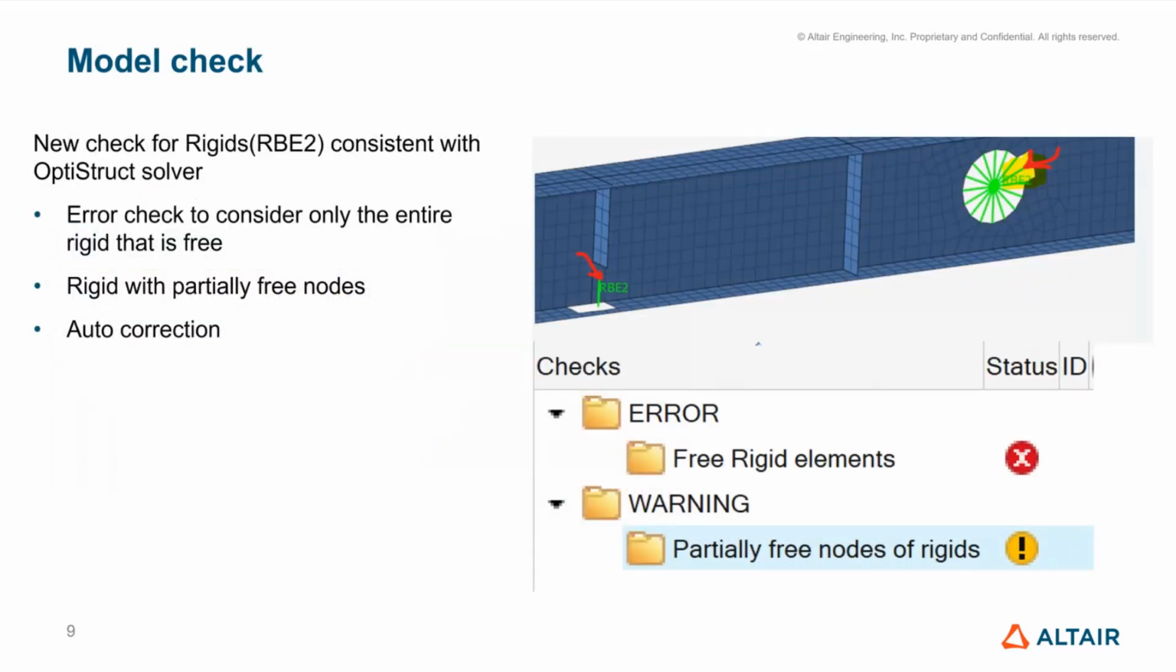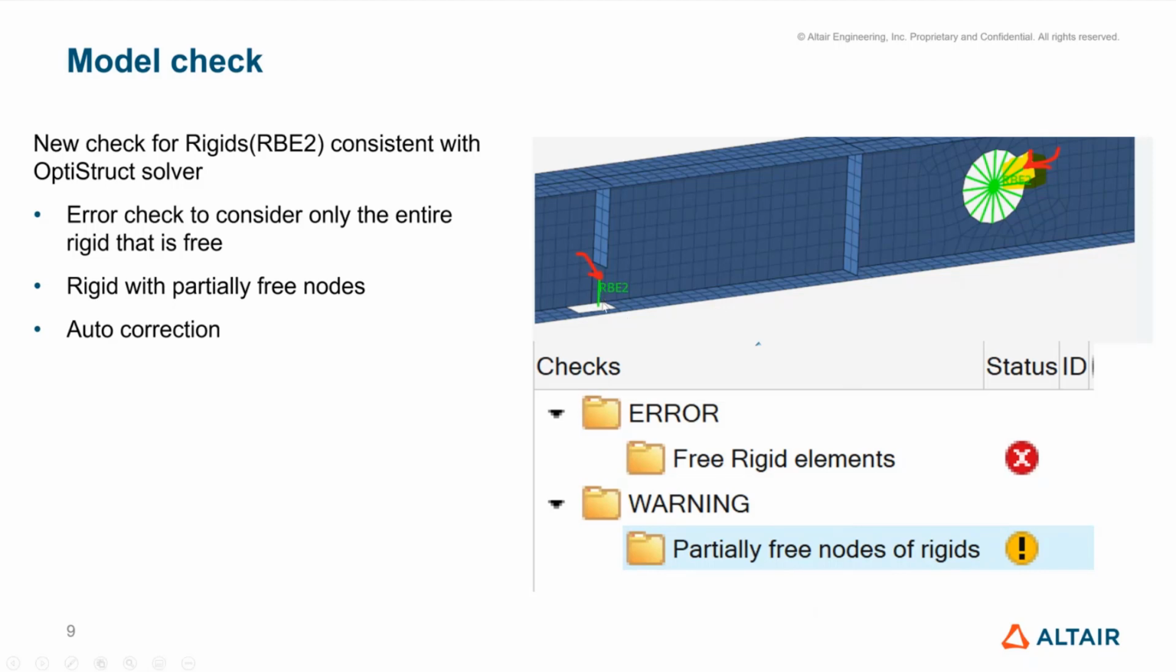And for model check, we have enhanced the model check to add an error check and a warning check, which is consistent with the OptiStruct solver. On the right side image, you see two use cases. In the first, there's a free node, and one of the free rigid legs is not connected to any of the structure. In this case, we treat it as a free rigid element error check.